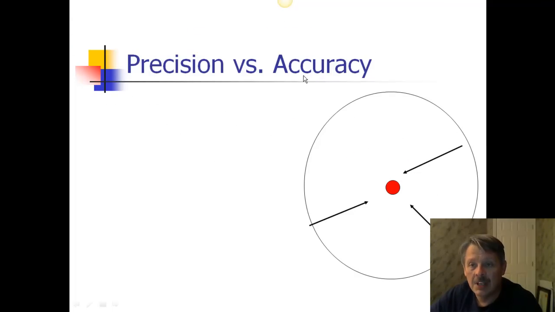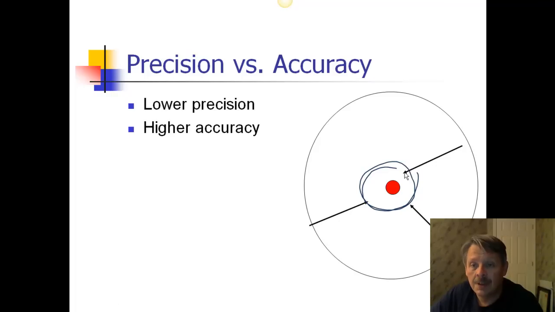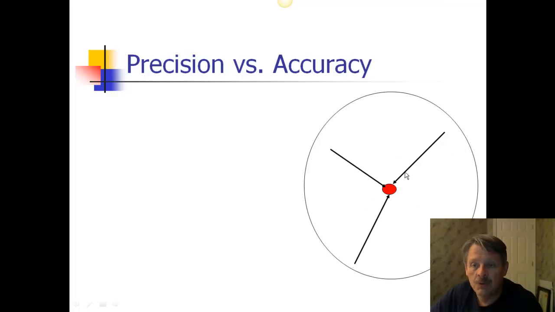How about these? Well, these are far more accurate because they're close to the center, but they're further apart, so they're not as precise. So they're more accurate, but they're less precise. And, of course, what you'd really like to have is something like this, where they're grouped tightly together, and that's precise, and they hit the bullseye, which means they are accurate.